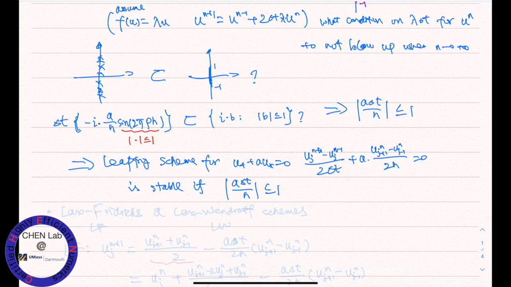So that's the name, Leapfrog, because it is leaping from j minus 1 to j plus 1, also from n minus 1 to n plus 1. That's where the name is coming from.